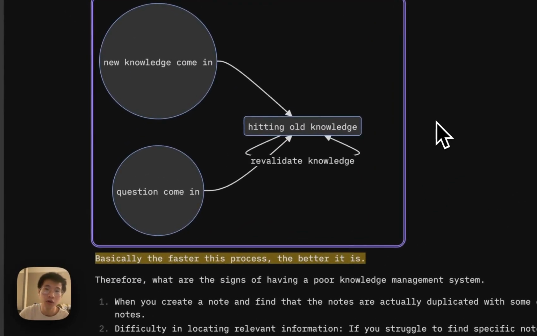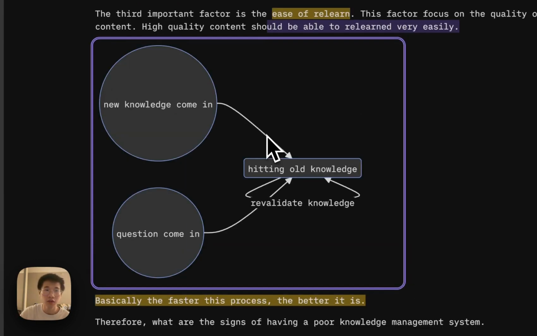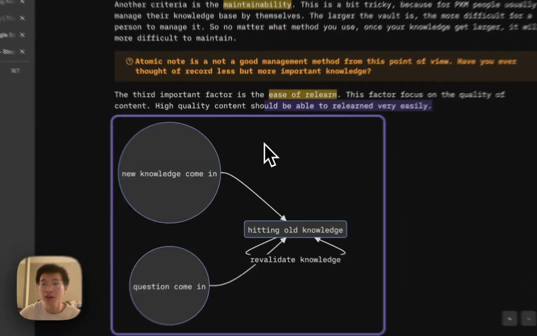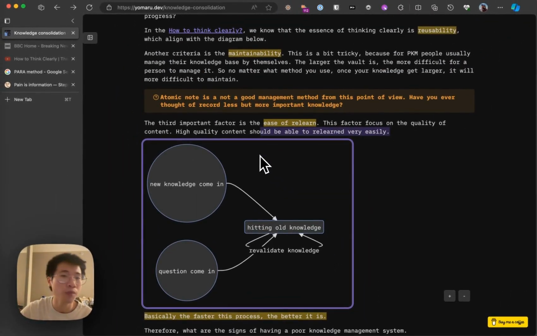I made a very simple diagram to illustrate the process of knowledge management and how your knowledge can create value. Let's say you have new knowledge coming in. If you have good knowledge management, it should hit your old knowledge easily, so you will never create duplicate notes, because you remember you have an existing note, or even if you don't remember, your knowledge management system should remind you that you already have an existing note and you don't need to create another. If you create a duplicate note, it means that your vault is too big, that it is unmaintainable. You create two pieces of the same information and forget you already created these notes before, and your system doesn't help you at all.